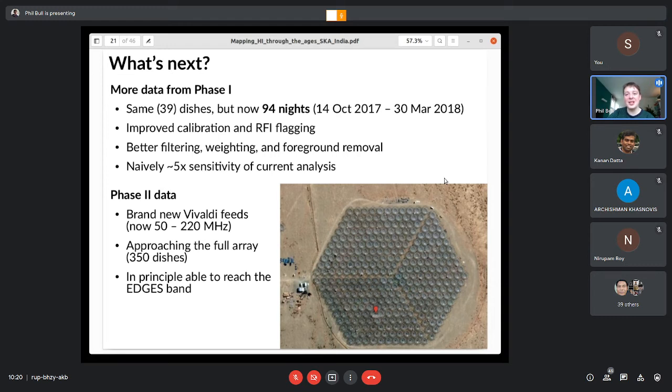We'll have a much more sensitive telescope, and I'll hopefully be able to present some results in a year or two, which really move the dial on that power spectrum upper limit.